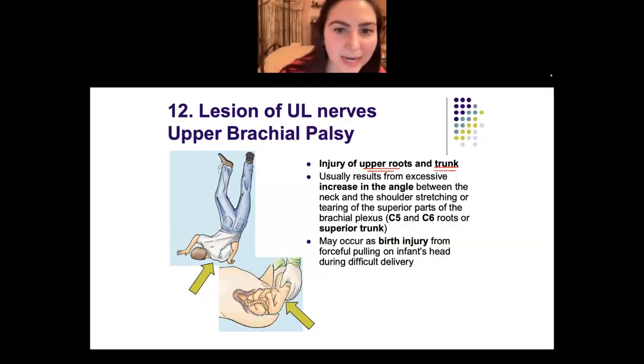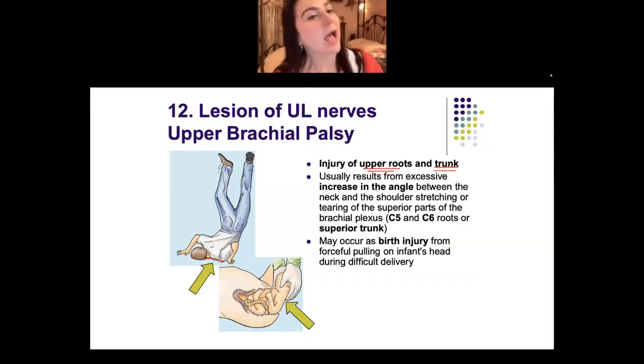So see how it's an excessive increase in the angle between the neck and the shoulder. So like someone falls. I think the question on our test was someone falls out of a tree or something and they fall on their neck, and it extends the angle. Because remember, the upper trunk is right up here. So extends the angle. So C5, C6 roots, or that superior trunk, that's what gets lesioned. So usually it's kind of obvious that's what they're talking about.